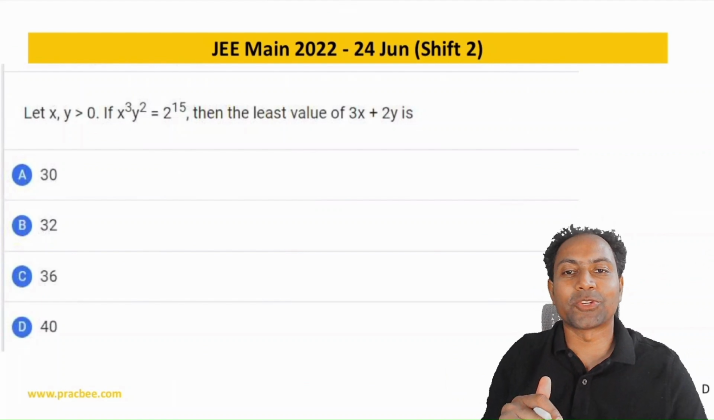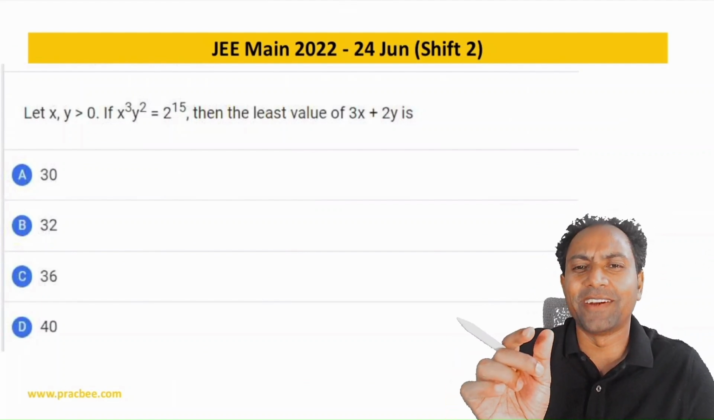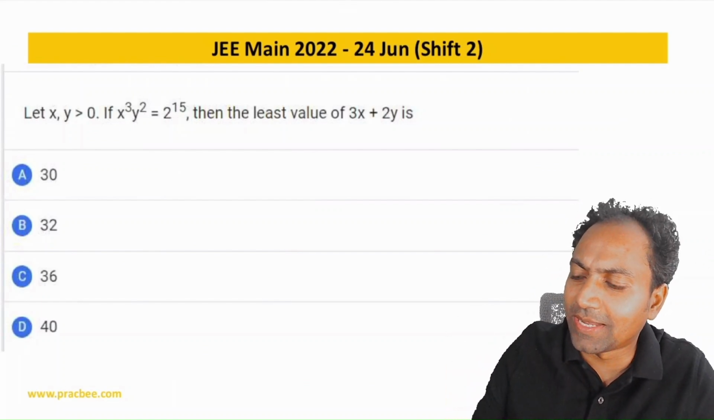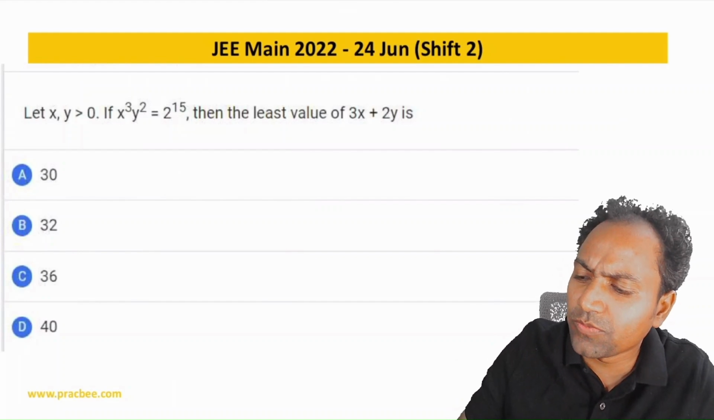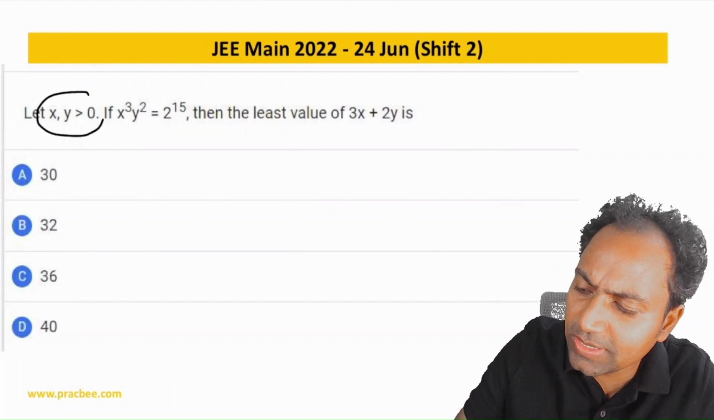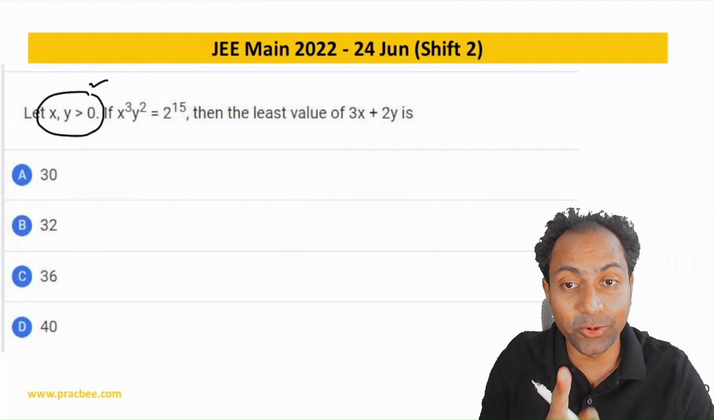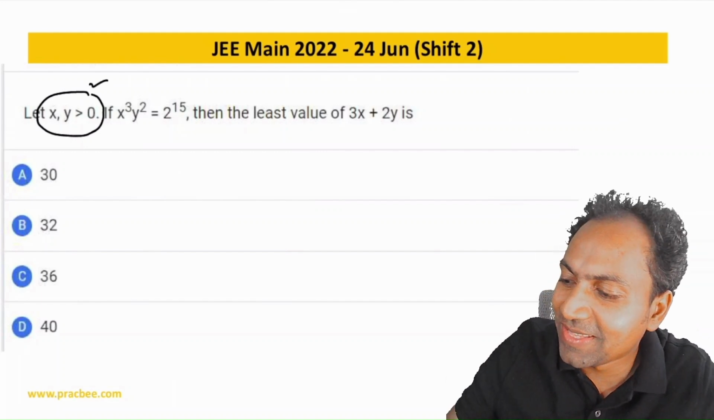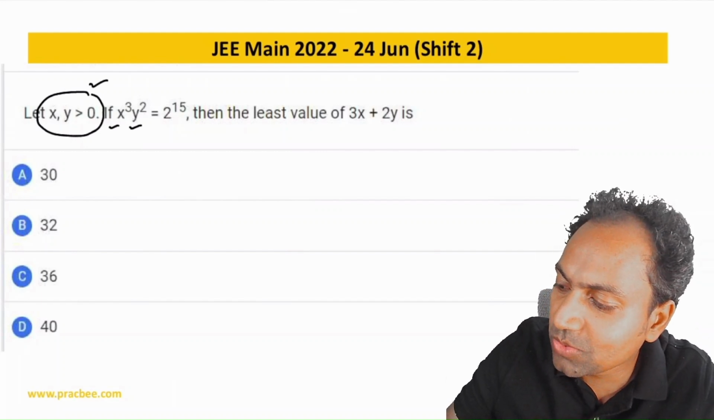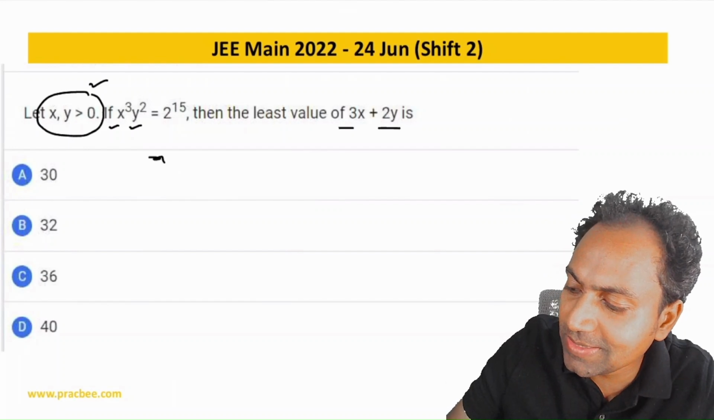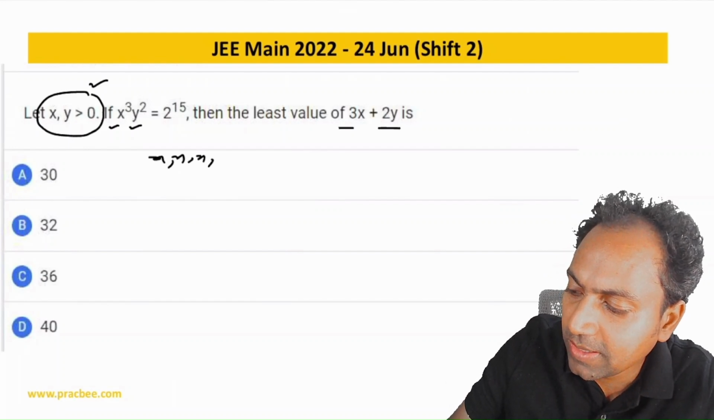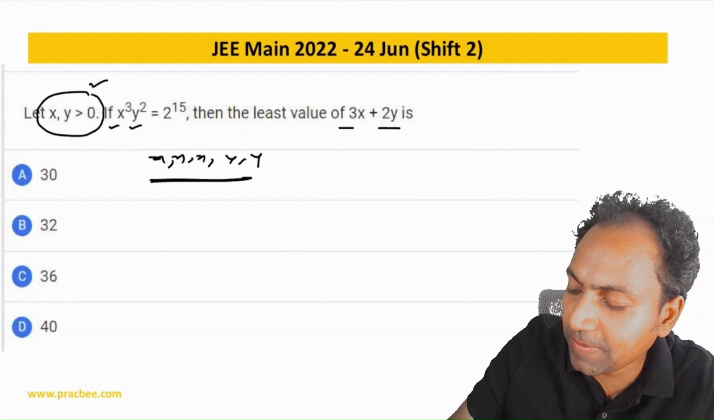Now in this question, they are playing with the same idea but in a slightly different manner. Let us see that. In this question, the condition given is x into y is greater than 0. This is the hint to apply AM is greater than or equal to GM. Since they are talking about x cube y square, it makes sense that we take 3 x's and 2 y's and then apply AM is greater than or equal to GM.